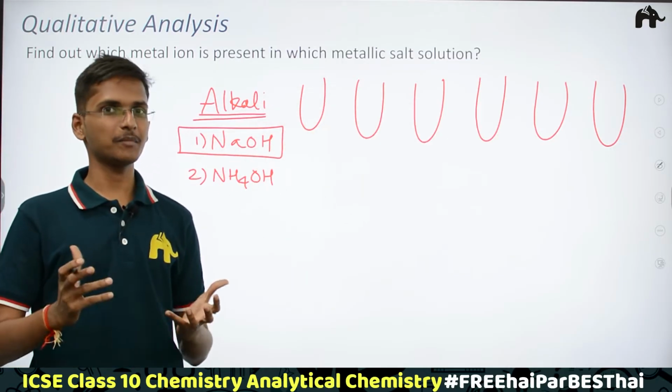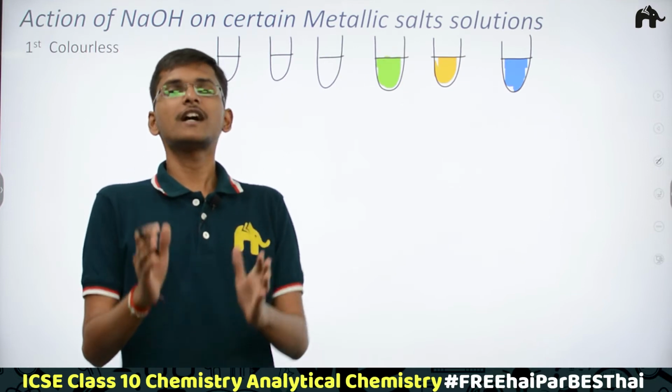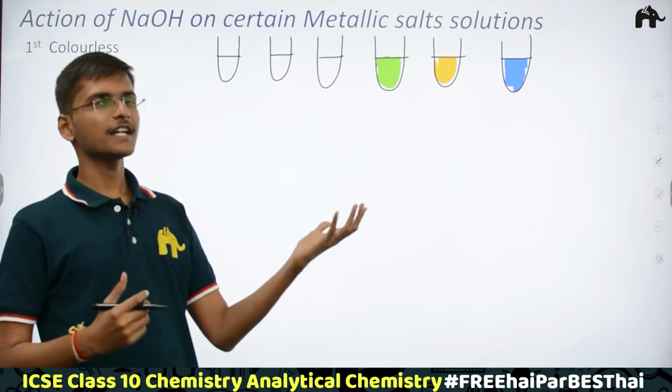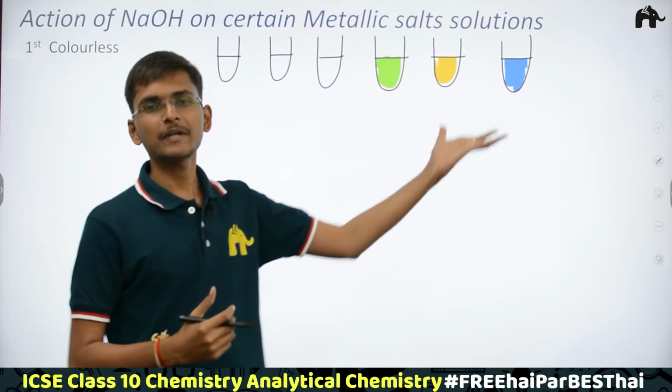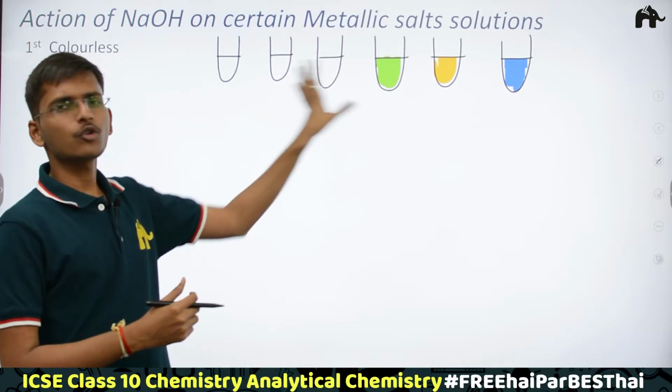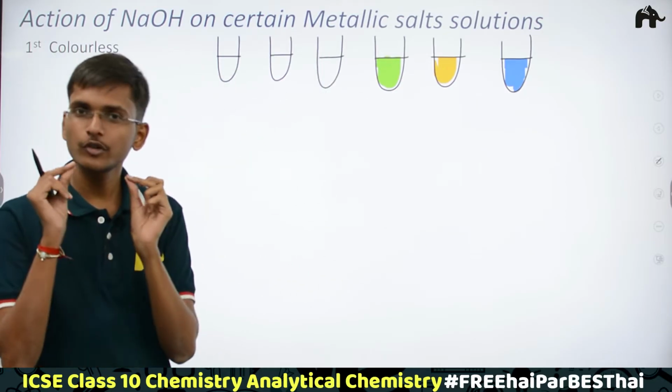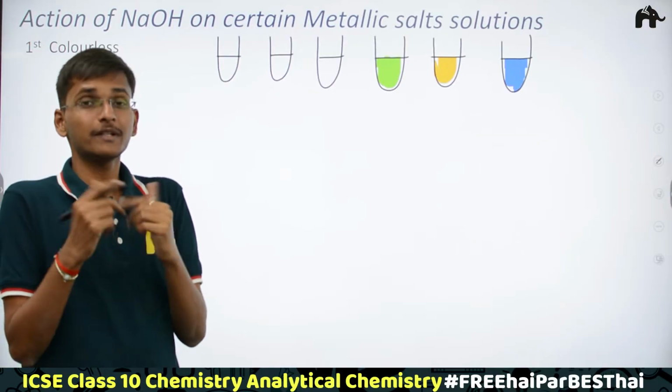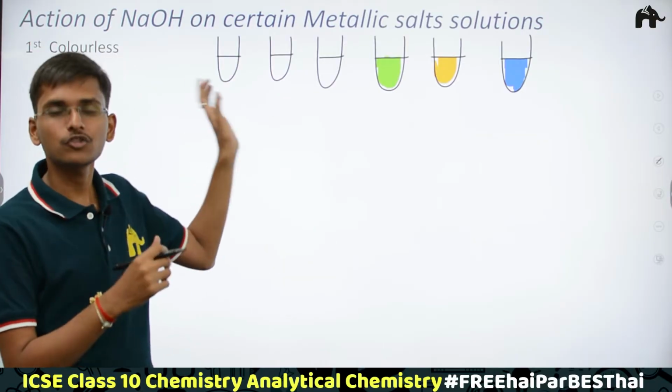Now comes the interesting part. Now let's start figuring out which metal ion is present in which of these metallic salt solutions. We are going to take each metallic salt solution and figure out which metallic ion is present in that particular solution.